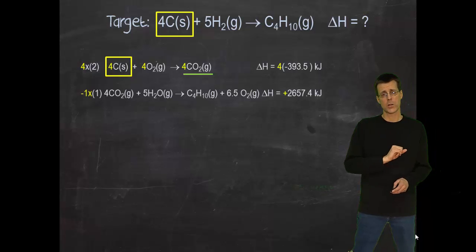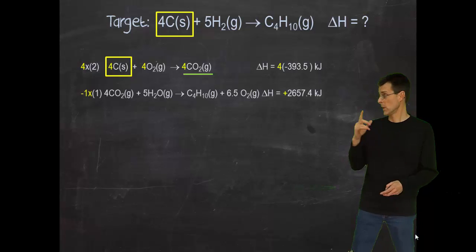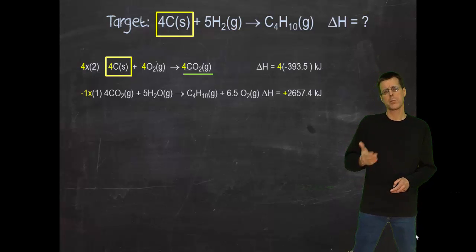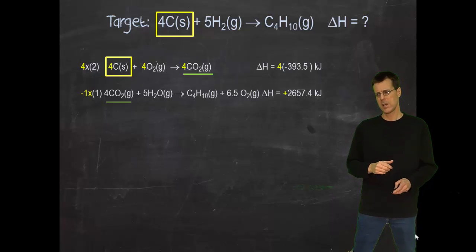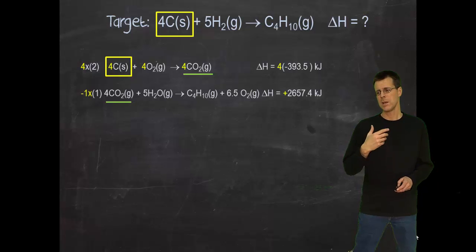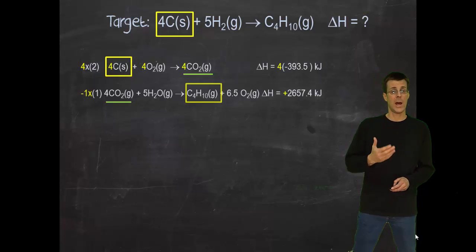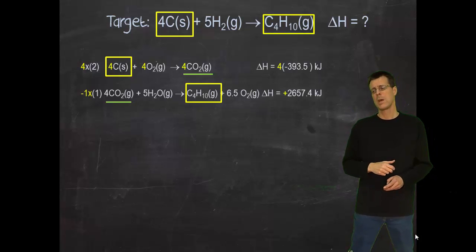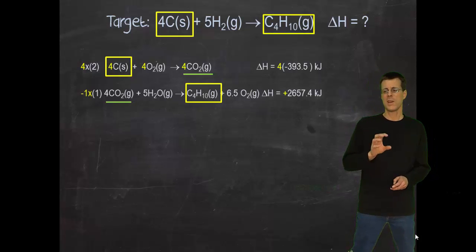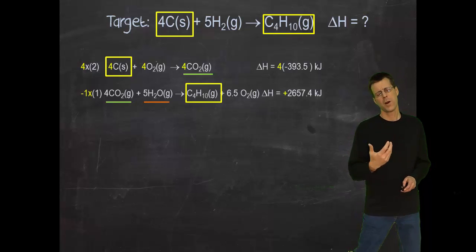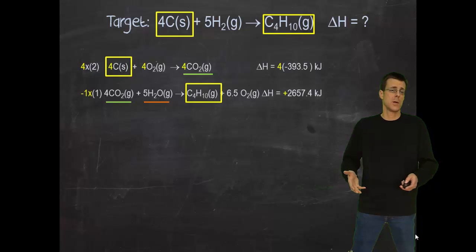So I take reaction number 1 and I reverse it, and I've indicated that by -1. I reverse that reaction and that puts 4 carbon dioxides in the reactant position. Not only that, but you'll notice, a happy accident, it gave me butane as a product, which oddly enough is what I'm looking for. It also, though, gave me water as a reactant, so that 5 moles of water I have to somehow eliminate.